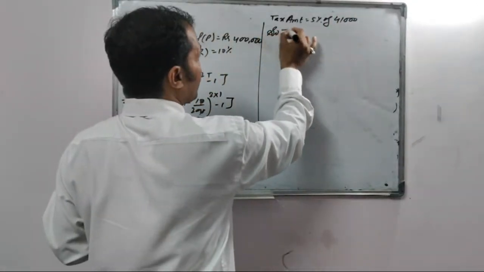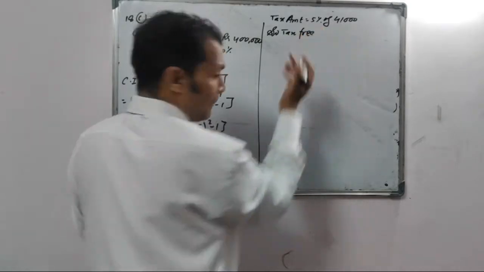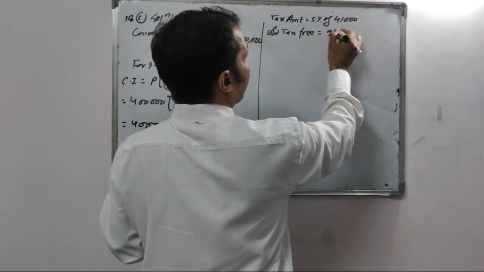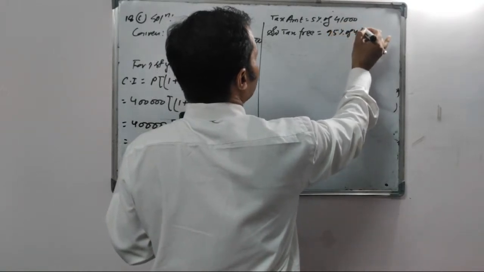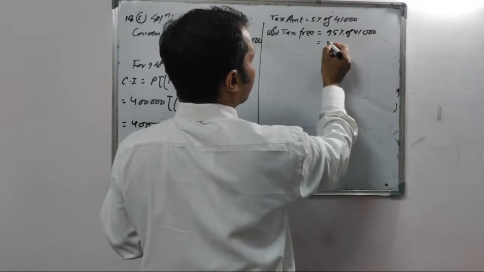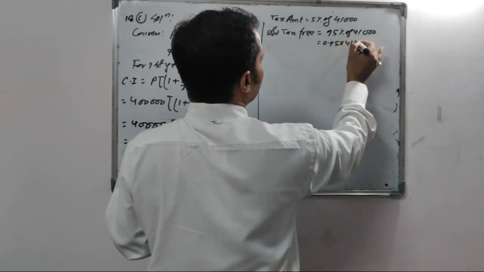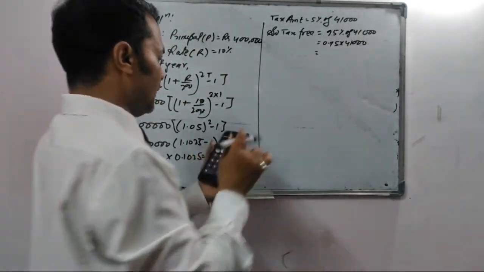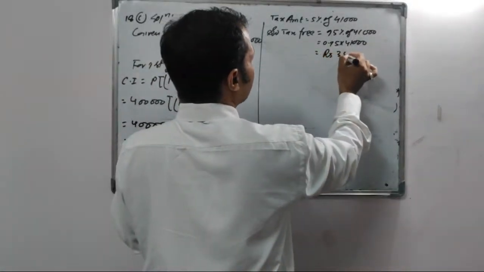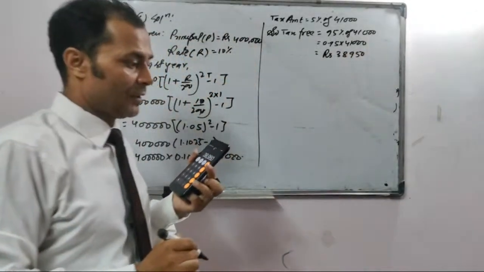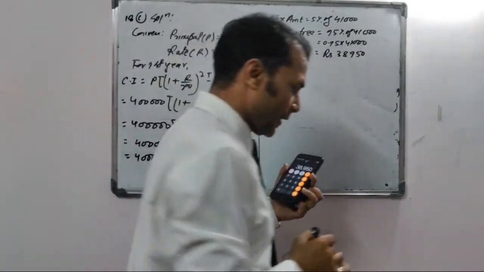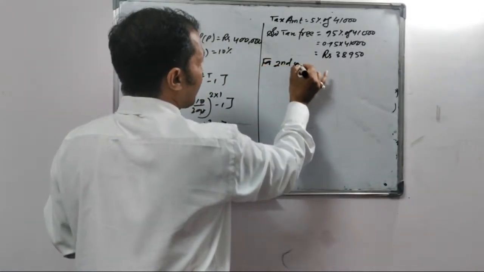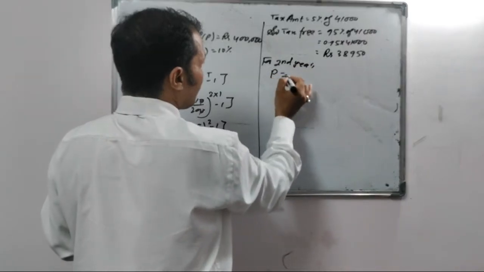So the tax free amount, what we get, is 95%. So 95% of 41,000. As a shortcut, directly multiply 0.95 into 41,000. It comes to 38,950 rupees. Okay, now for the second year, what happens? See, for the second year your principal will be this one plus this.